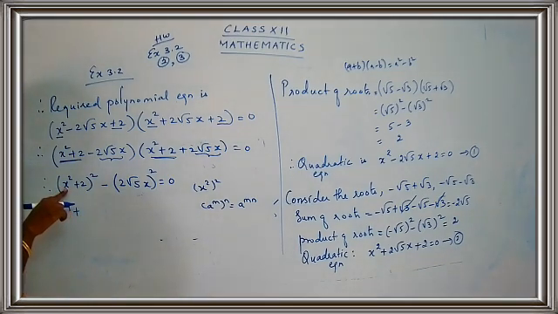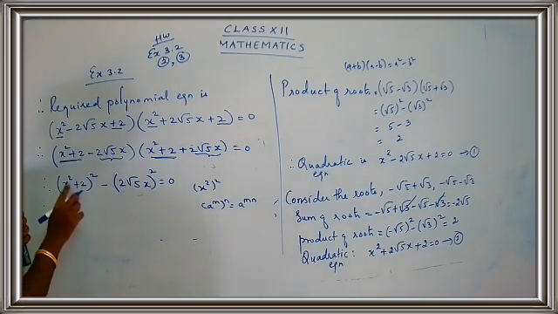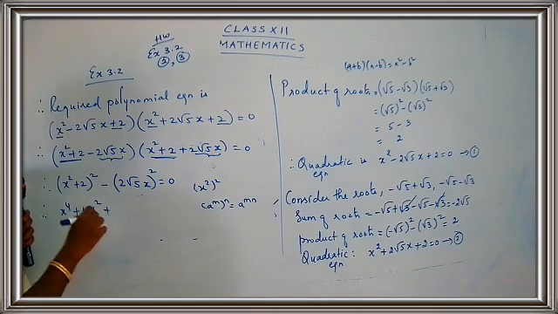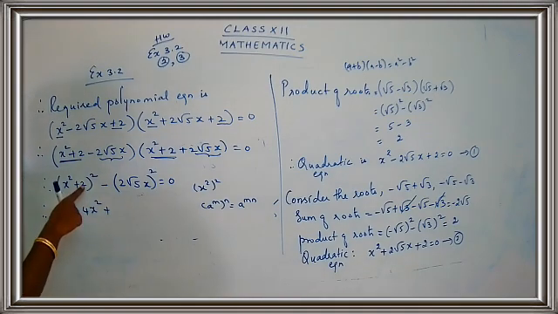What is a square? x square square. What is x square square? x raised to 4. Then 2ab, so 2 into x square into 2. 2 2s are 4 x square. Then b square, that's 2 into 2, 4.